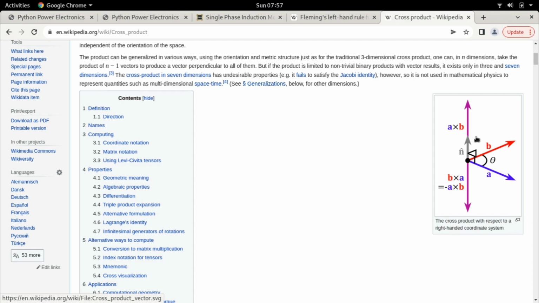And therefore, because of this kind of definition, it is extremely applicable to the case where we are finding out the force due to the magnetic field acting on a current carrying conductor. So in this lecture, I'm going to talk about how that's going to be done.